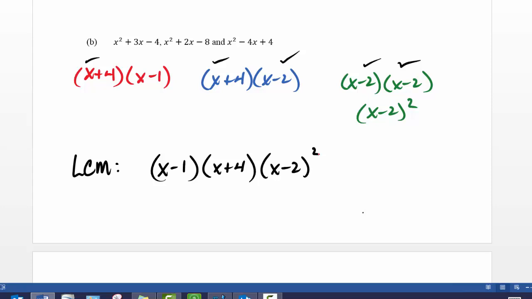Now, understanding this process of finding the least common multiple between polynomials is extremely important, because that's what you're going to be doing whenever you're dealing with the rational expressions and the denominators are polynomial functions. So make sure that you really understand this well before we move forward into the actual adding and subtracting part.